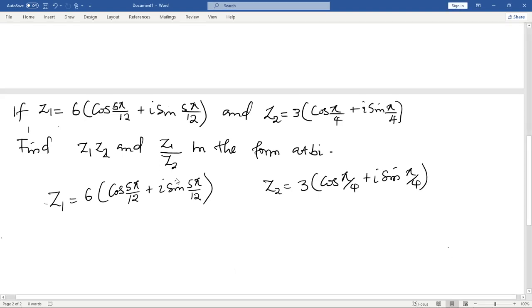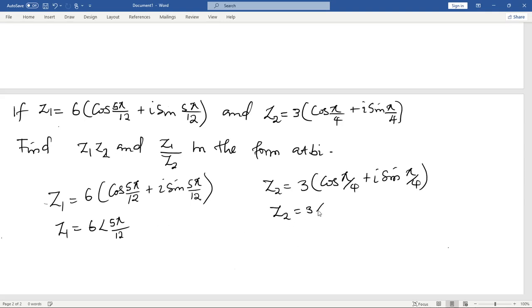The second part of the question here. So here we have Z1 is the same as 6. Then the argument that we have is 5 pi over 12 here. Then Z2 here, we have 3 there, and our argument is pi over 4 like this. So now, suppose you have two complex numbers here. Let me just explain something before we solve this problem here.